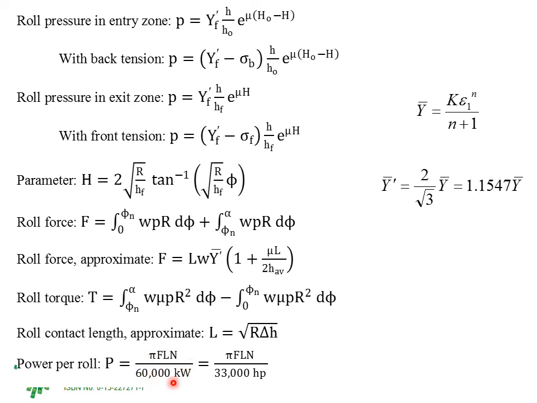And for your problem, if you have to find the power in kilowatt, then this is the equation that you use. The RPM is given, but the length of contact and the roll force are not given. Length of contact, you go to this equation. Here the roll radius is given and the h naught, hf both are given. So delta h is then known. So now L is also known. For roll force, you use this equation, and because friction was not given as a factor, you use only this. Then for y bar, you use this equation, and in this equation for epsilon, remember epsilon is ln h naught by h1.